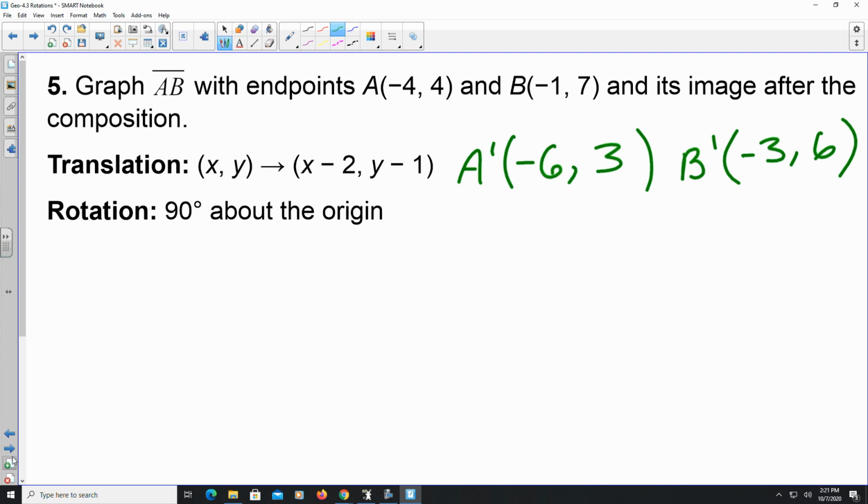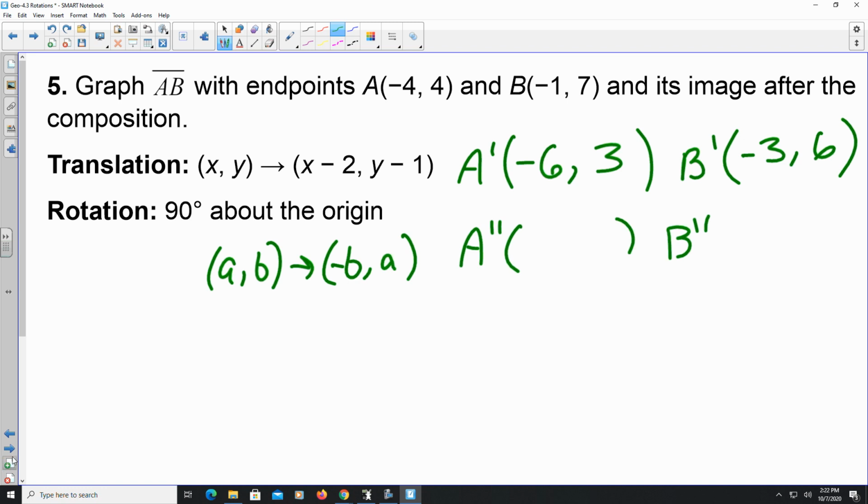And then it says they want us to rotate about the origin 90 degrees. So remember when you had 90 degrees, it was A comma B, and then with 90 degrees, you flipped it, but it was the opposite of whatever the value of B is. So let's look at A double prime and B double prime.